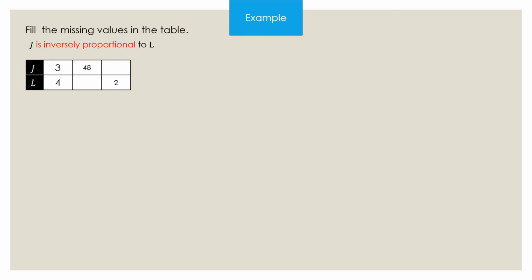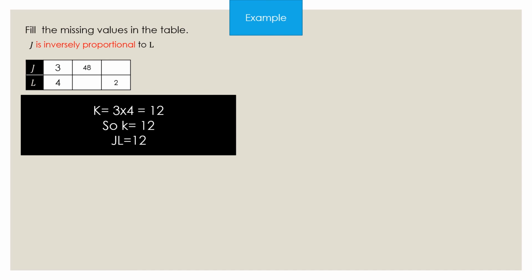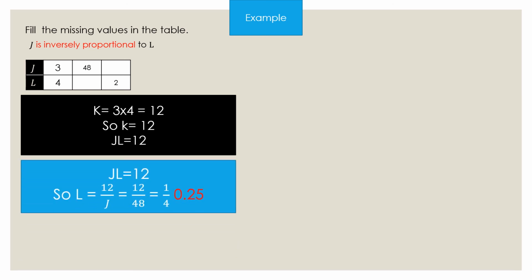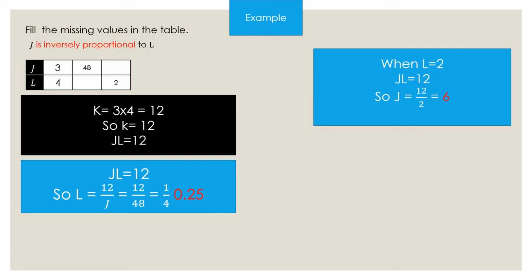Here is the last exercise for today. J is inversely proportional to L. I will remember that I have to multiply the variables. So when I multiply the variables, in the first column, 3 times 4 is 12. So every time I should have 12 as a product. So let's go to the second one. To get L as the subject, I will say L equals 12 over J, which means 12 over 48, 0.25. The last one means J is the subject. So J is equal to 12 over L, which is 12 over 2 equals 6.